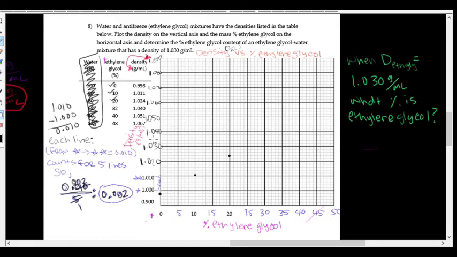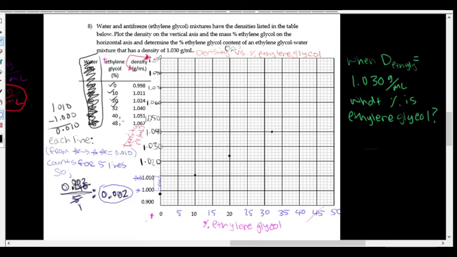That one's done. The next one at 32%, we're at 1.040. So if each one of these is 1, this would be 2. Okay, so 30 and then 1.040. It's going to be on this line, 31, 32%. It'll be right there. So check.